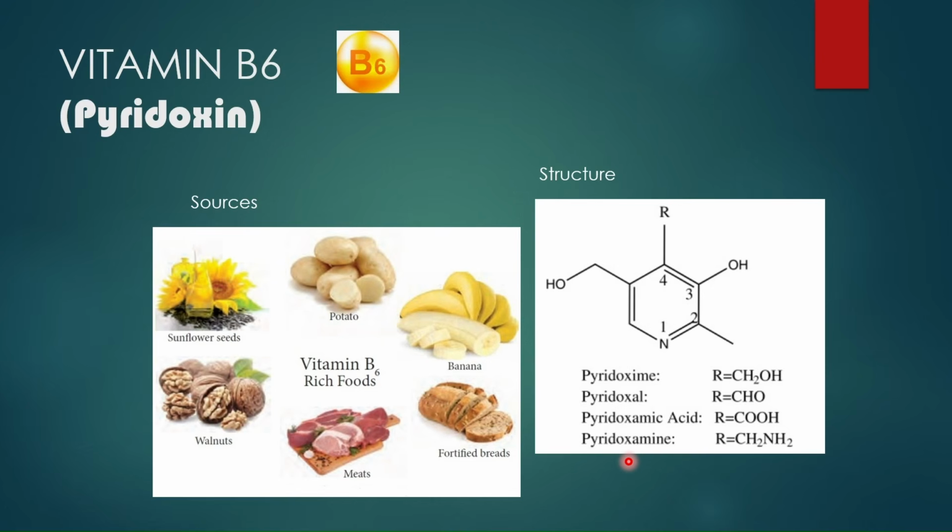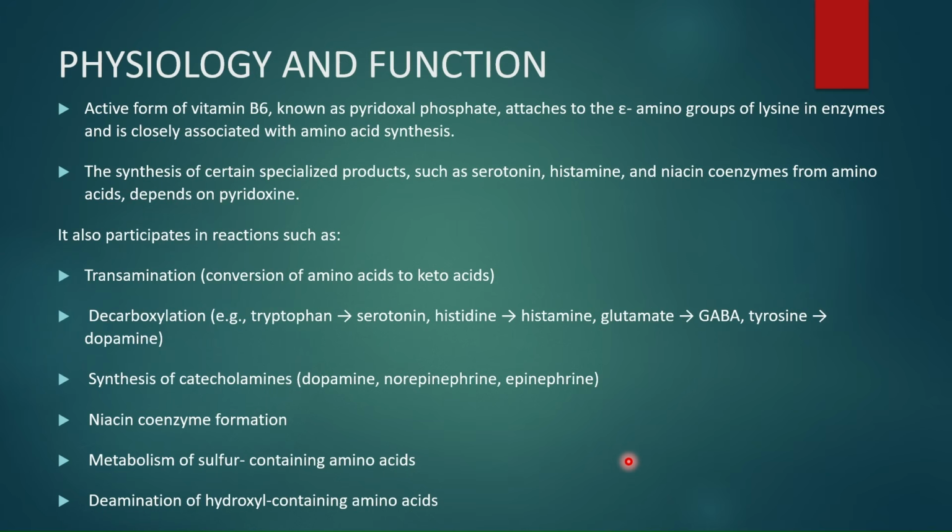Physiology and function of pyridoxine. The active form of pyridoxine is known as pyridoxal phosphate. It attaches to the amino group of lysine in the enzyme and is closely associated with amino acid synthesis. The synthesis of certain specialized products such as serotonin, histamine, and niacin coenzyme from amino acids depends on pyridoxine.